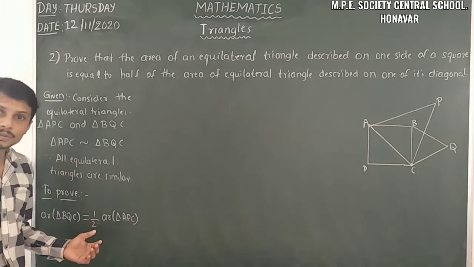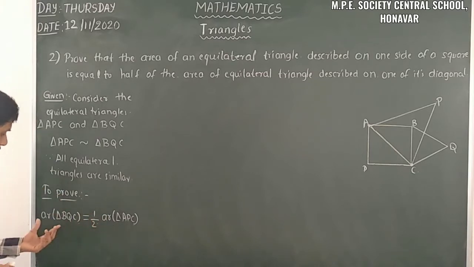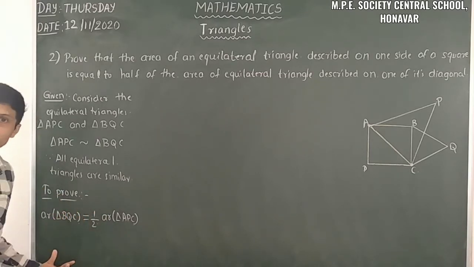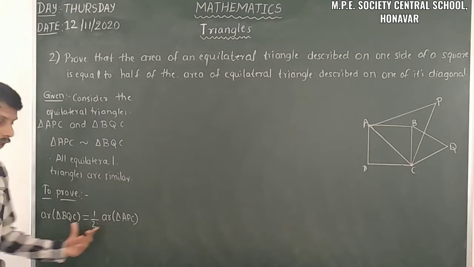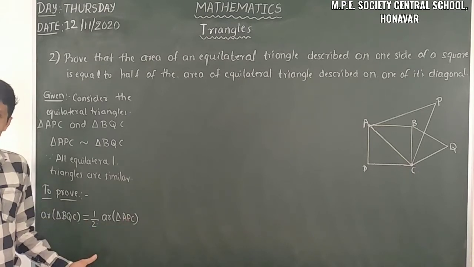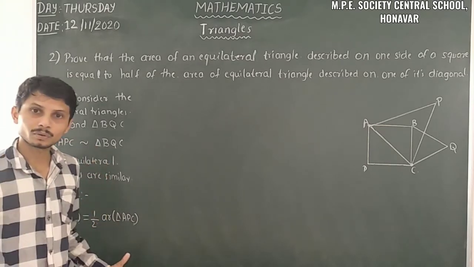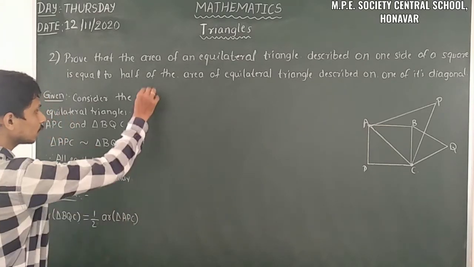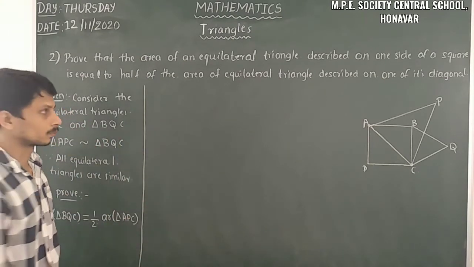Just observe, we can look at it in another form, that is the area of triangle BQC by the area of triangle APC. After that we can convert and transpose. Likewise, this is what we have to prove. So let us take the proof.